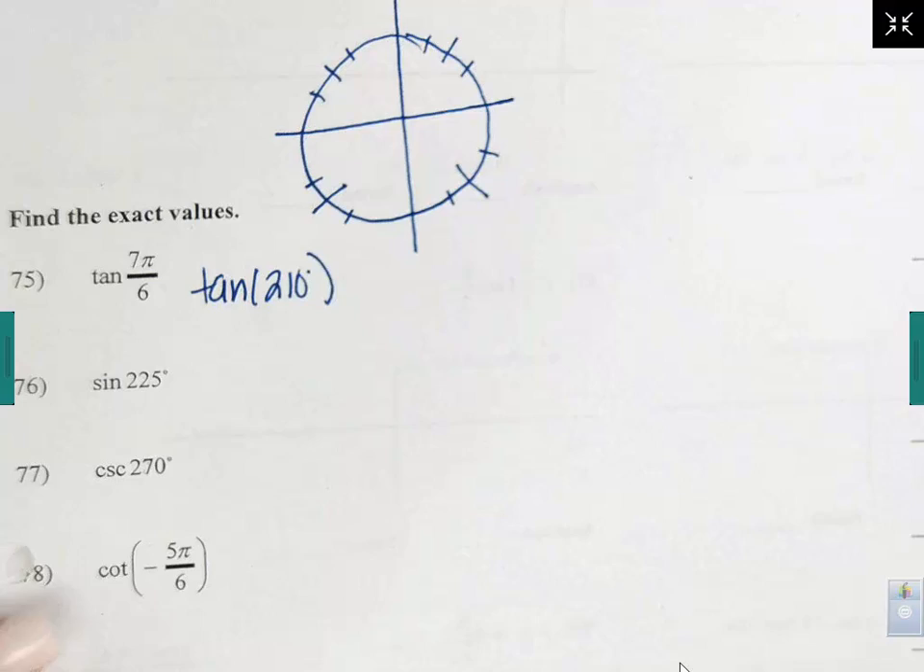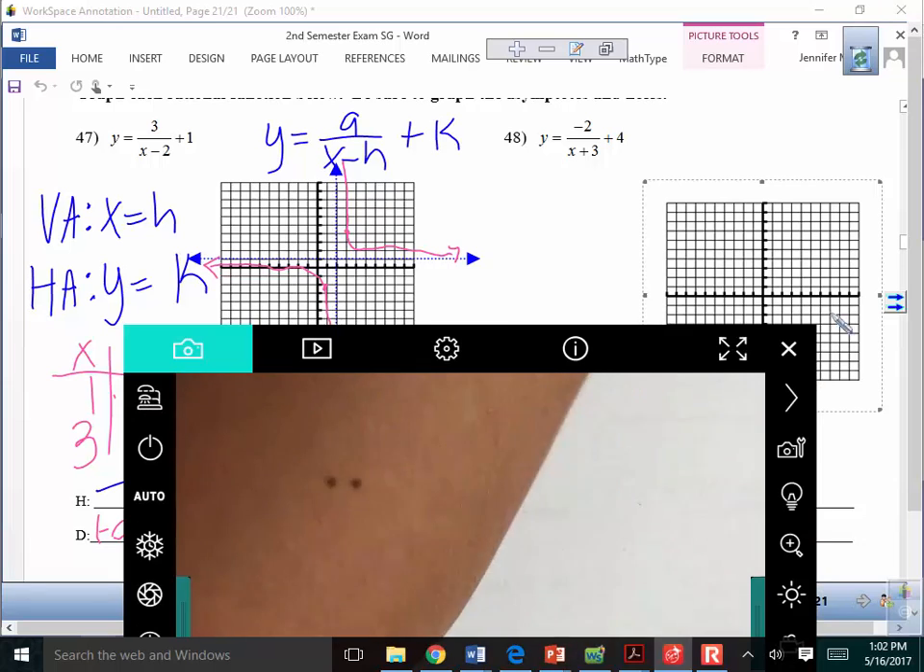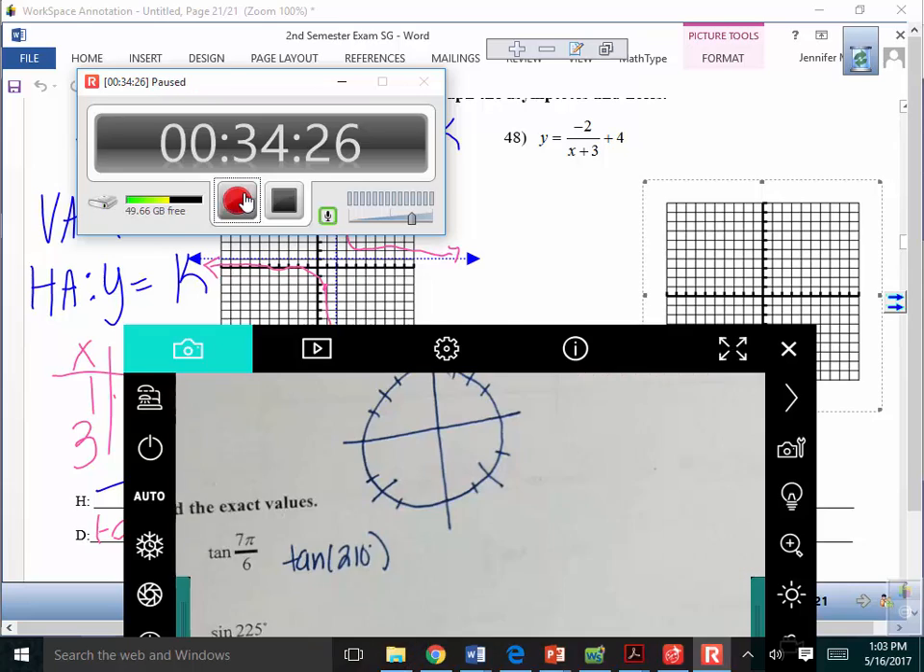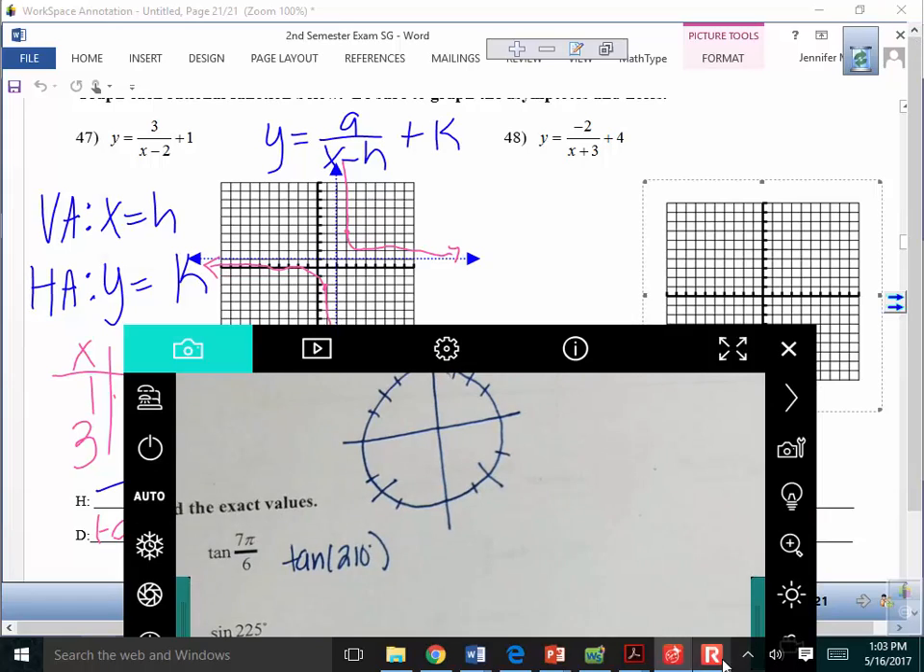Did somebody already say that? I heard you say something, and I asked you to repeat it because I didn't understand what you said. Do you remember? Thank you, Alexia, for letting us know that the answer is 210 degrees.